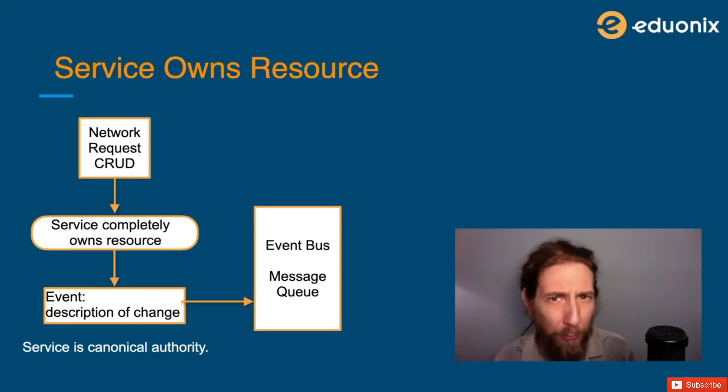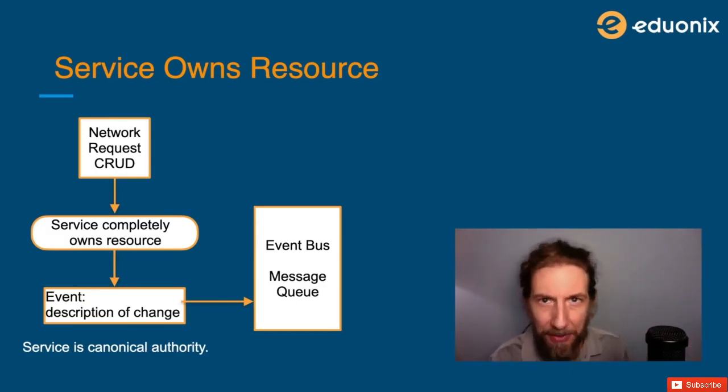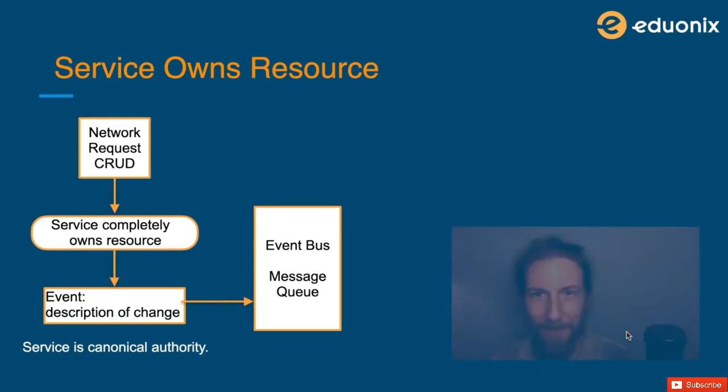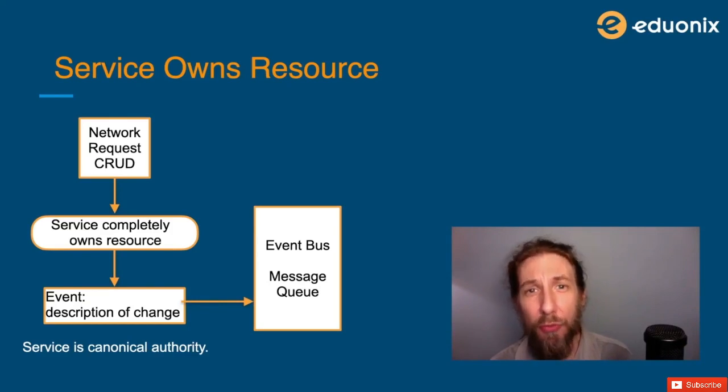So a network request comes in. It's CRUD: create, read, update, destroy. It's sent to the service that controls that API, and that service is the canonical authority. It can then emit an event that describes the changes that were made, and that event is then emitted to any services that are subscribed to listen to our message queue service.